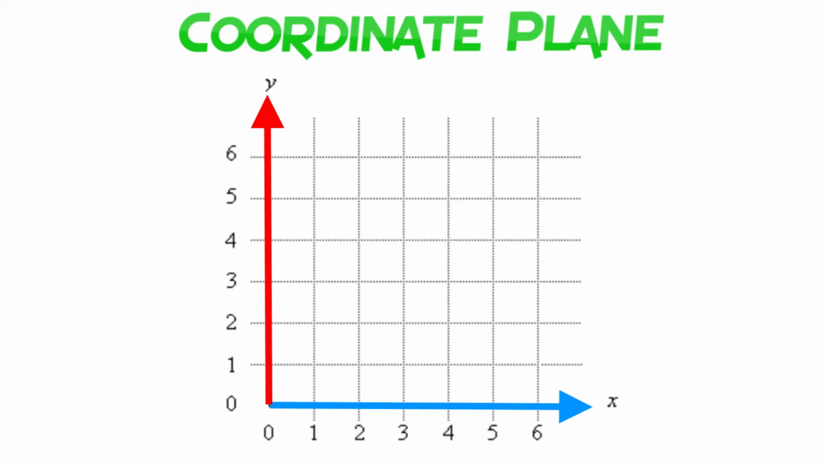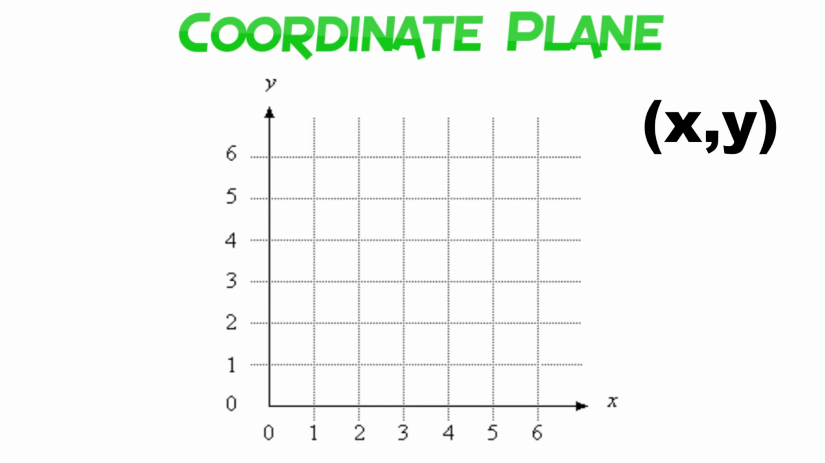Any point on a coordinate plane can be represented by two numbers. We refer to the first number as the x variable, because it lets us know how far along the x-axis the point is located. The second number in the point is called the y variable. It lets us know how far along the y-axis the point is located.